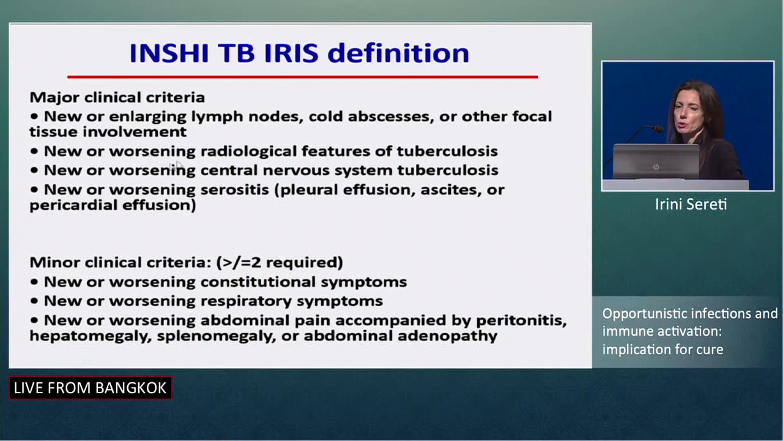This is a TB IRIS definition from INSHI, the International Network for the Study of HIV-associated IRIS, and it pretty much covers what I told you before. For TB, if you see new or enlarged lymph nodes, cold abscesses, or other focal tissue involvement, new or worsening radiological features, or CNS symptoms, or serositis, these could all be major clinical criteria for IRIS. The minor criteria are listed here, which are milder constitutional symptoms, respiratory symptoms, or abdominal pain. The main goal was to try to avoid specific virologic or CD4 criteria in case these are not available in different places in the world.